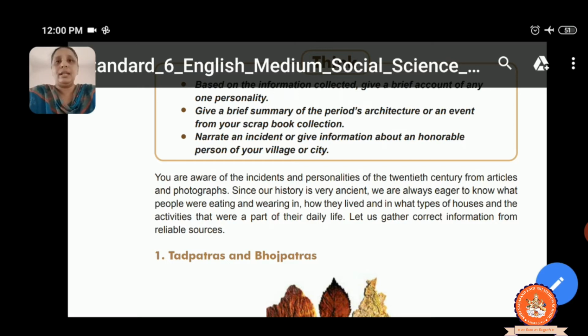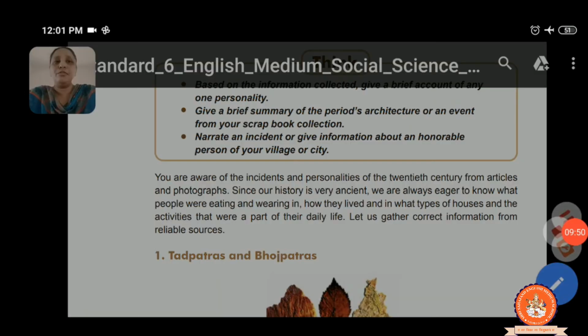If you are not clear, I will repeat it again. In the ancient time, whatever happened at that time was written on the bark of the palm tree. This kind of writing is called Tatpatra.